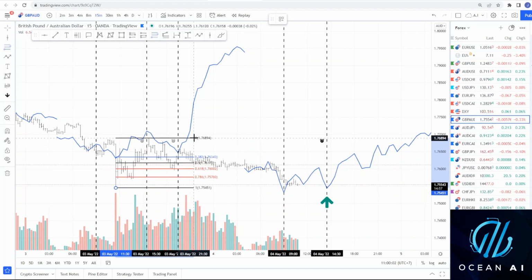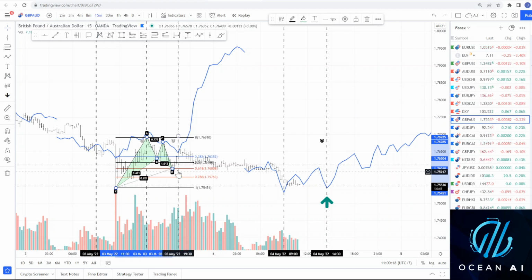This one here. There was a nice ABCD down to the 618 here. So we do that as a Gartley pattern, get that rally up. That came down into here. It was slightly before the time, but when you get a pattern like this that's getting close to the time, that's where you want to look at it as well.